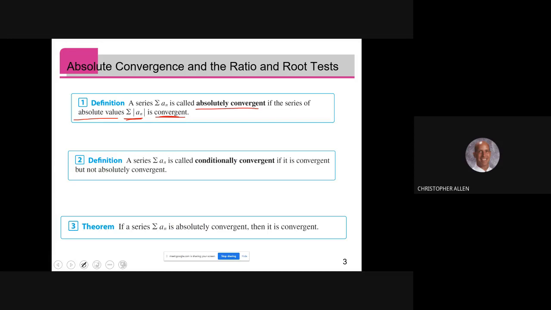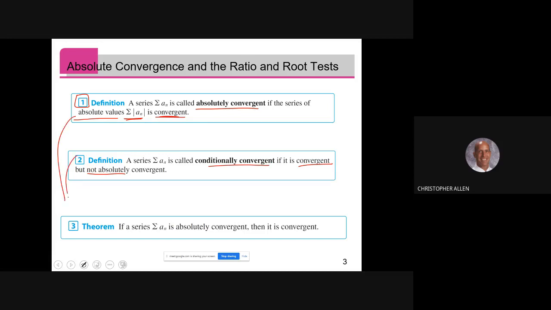And what I think is interesting here is the definition of a conditionally convergent series. These are the ones that always make me laugh. A series, the summation of a sub n, is called conditionally convergent if it's not absolutely convergent. So it converges, I guess I should throw that in there. That is important. It converges, but it doesn't converge absolutely. And you might think, okay, that's kind of lame. It is lame, but it works.